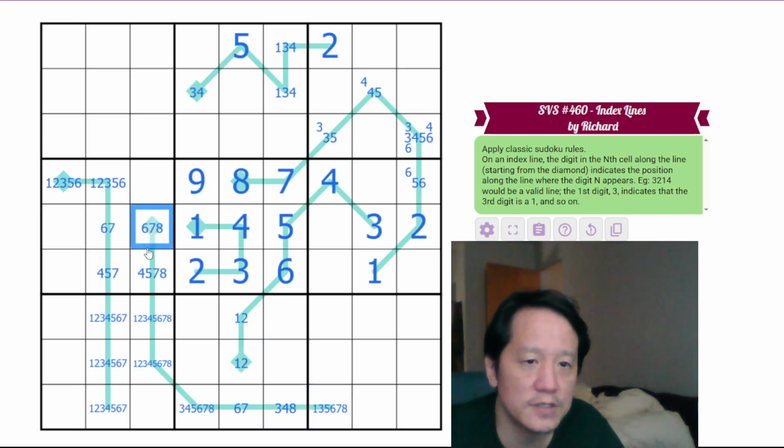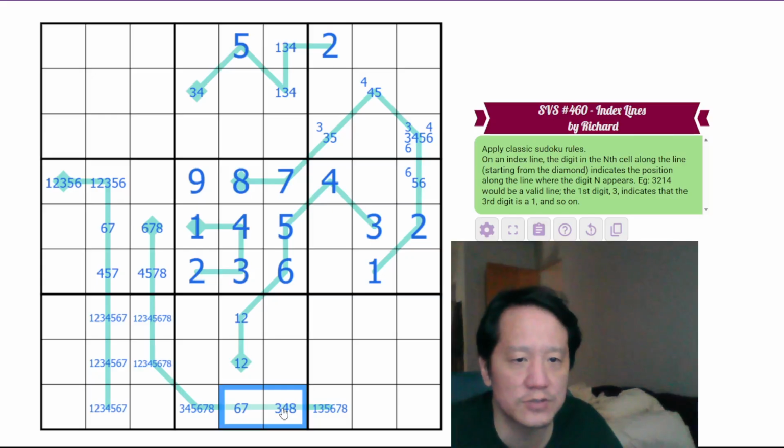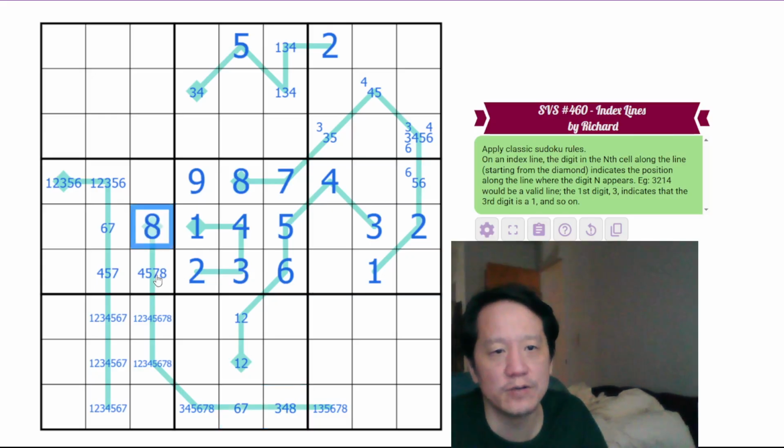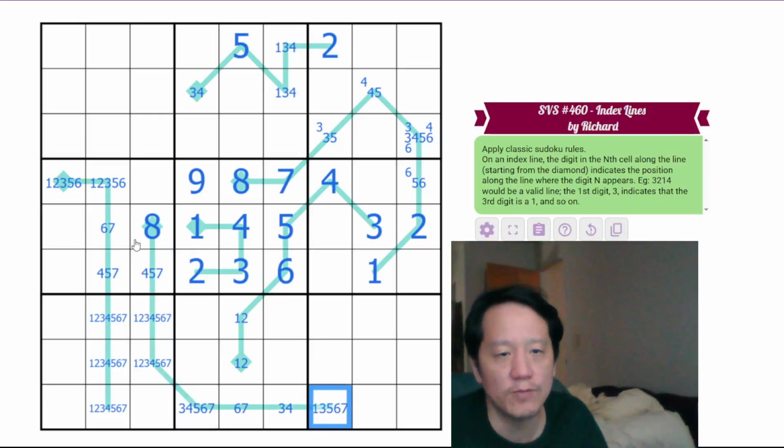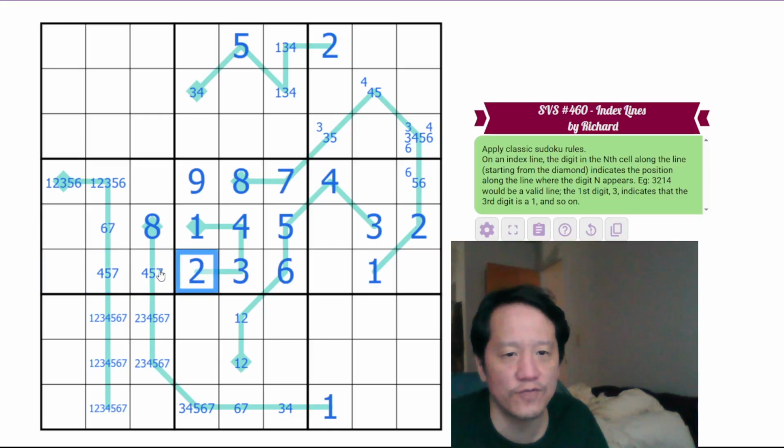So that should limit quite a few things. So this is saying 1 has to be in the 6th, 7th, or 8th spots. It cannot be in 6 or 7, so it must be in the 8th spot, which eliminates 8 from the rest of the index line. And it's saying 1 has to be in the 8th position, so this is 1. Well, this is saying 2 has to be in the 4th, 5th, or 7th positions. It cannot be in 5th or 7th because of the 1, 2 pair in the box, so it must be in the 4th position. So that means this is 2. And that eliminates 2 and 4 on the rest of this index line. That means this can't be 4.